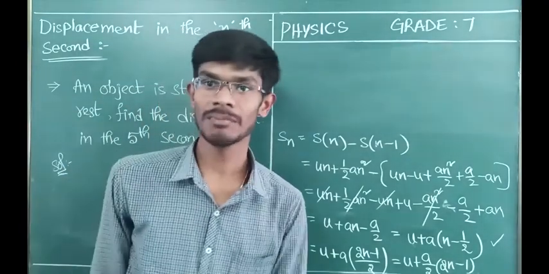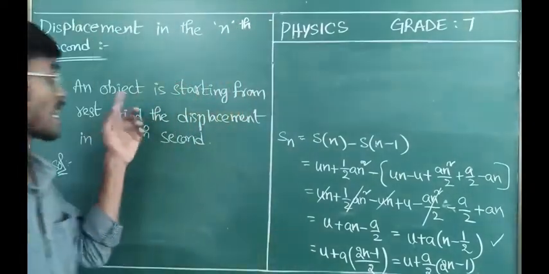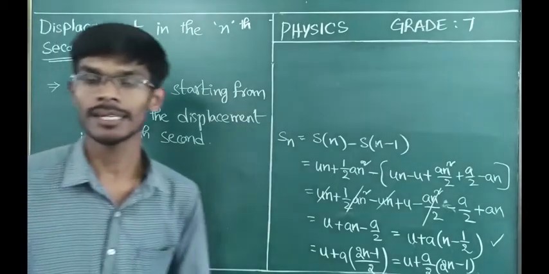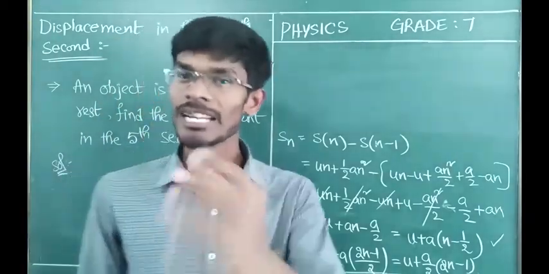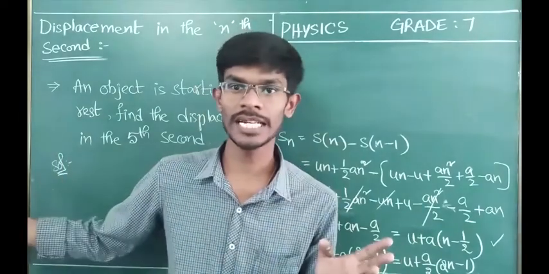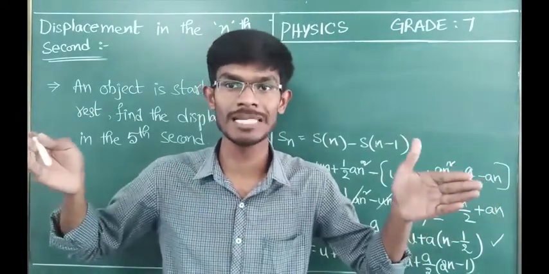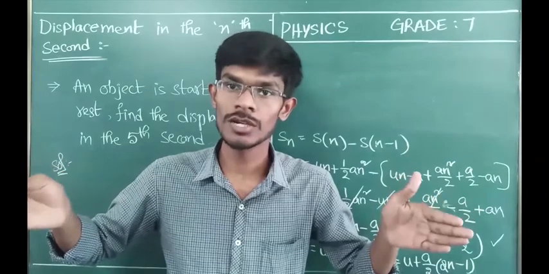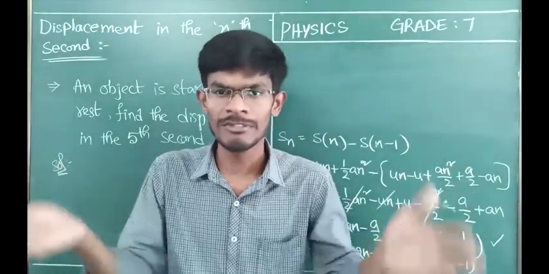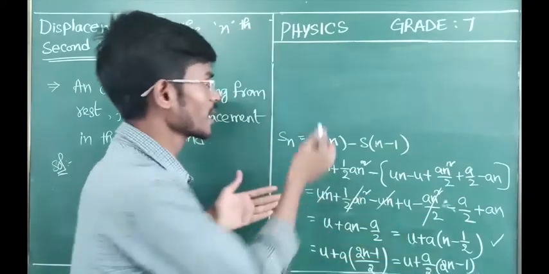See, an example: an object is starting from rest, find the displacement in the 5th second. Here 5 seconds is different from the 5th second. 5 seconds means from the start to 5 seconds, how much displacement we have completed; that shows the displacement travelled by an object in 5 seconds. But what does the 5th second mean? Observe here.